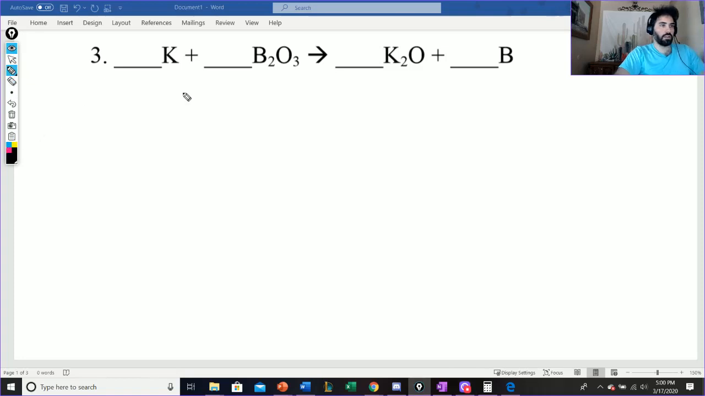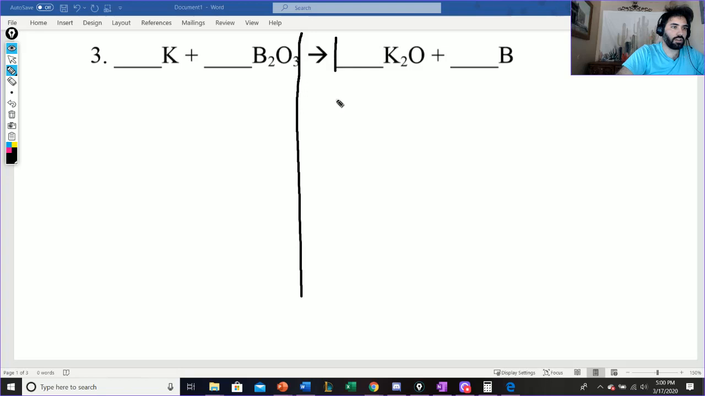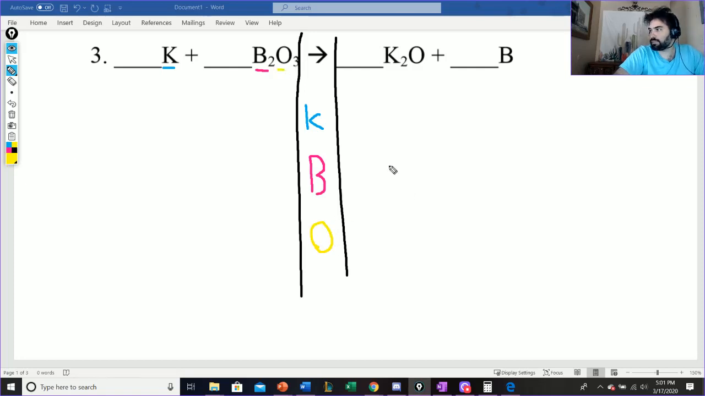So the first thing you guys will do is list out which elements you have on each side of the equation. Now, here on the left side, you draw those columns through the arrow. On the left side, I see I have K, which stands for potassium. I have B, which is boron. And I have O, which is oxygen. Can you see that? Yeah.